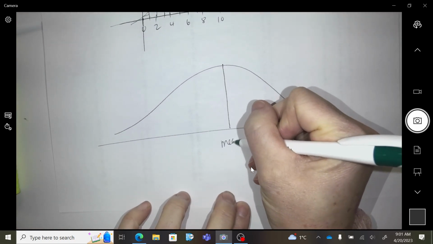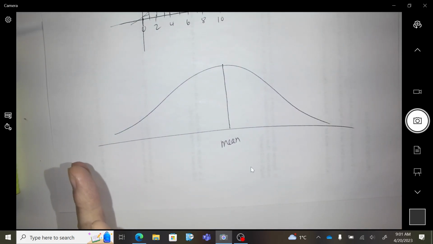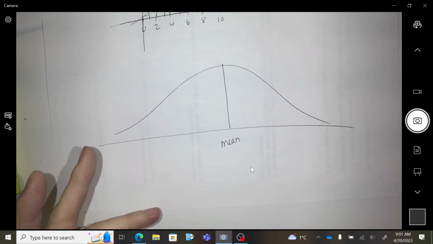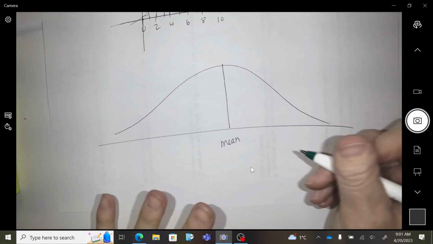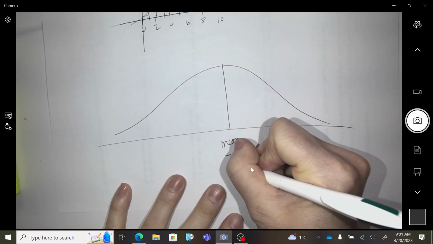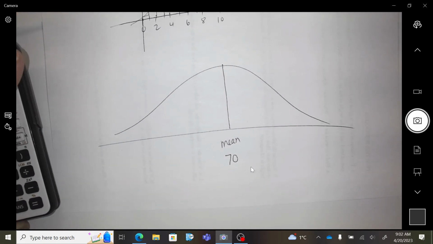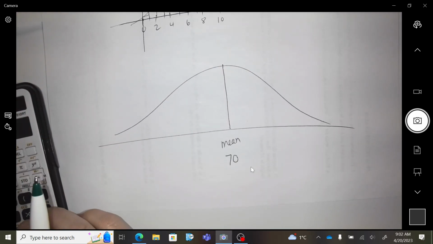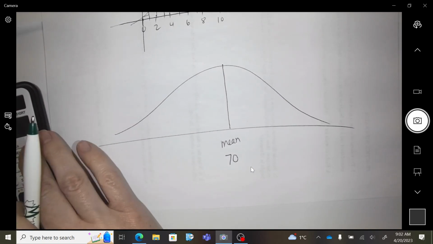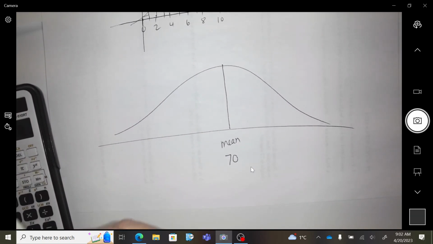Right in the middle is our mean. Okay? I'm going to say the average, because this is actually true, the average of the provincial math exam in grade 12, let's say, is 70. It's usually lower than that, but we'll just go 70. We're going to learn that we're going to use the word standard deviation today. And standard deviation tells us how spread out the data is.